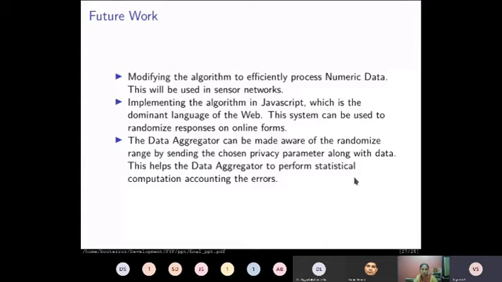And the last and interesting one would be, at this moment we only talked about the user randomizing the response, but the data aggregator doesn't know to what extent the user has randomized the response. So we can make these systems aware of the kind of randomization the user has chosen to randomize his data with. So the aggregator would at least know a range of possible values on which it has to tweak its analytics algorithms. So that's all about it.